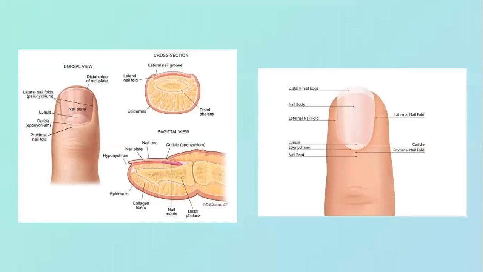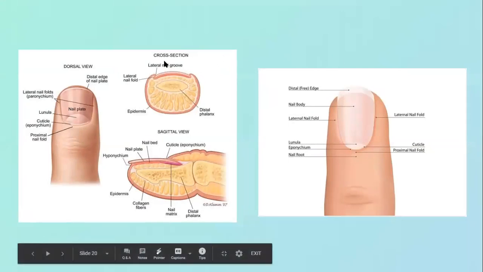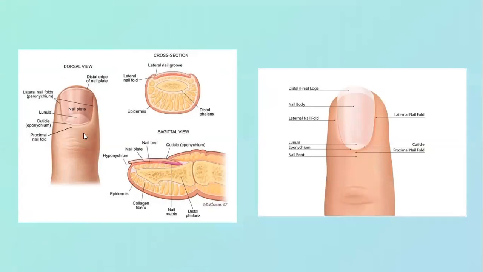And this is the picture of everything I just discussed. Cross-section view, sagittal view, dorsal view. This is the lunula, the half circle white part. The cuticle is right there, and under the lunula is where the cells keep getting pushed forward, and that's how the nail grows. This is the nail body. This is the free edge, the white part that keeps growing.